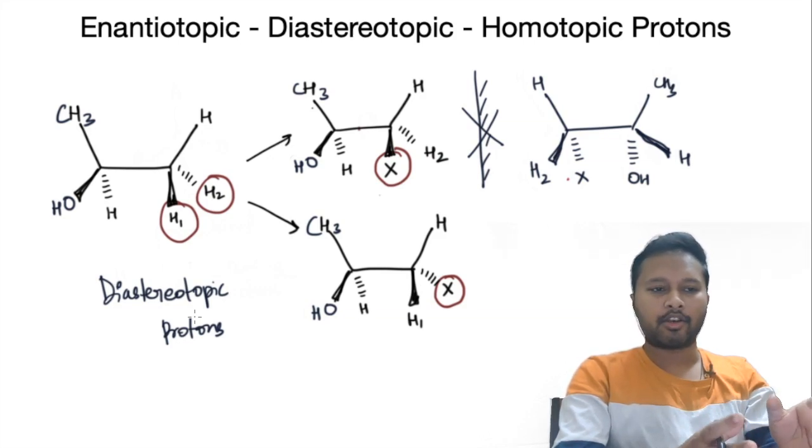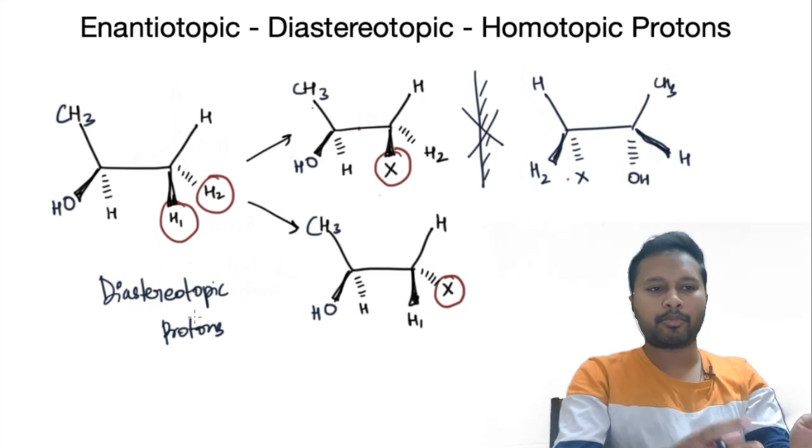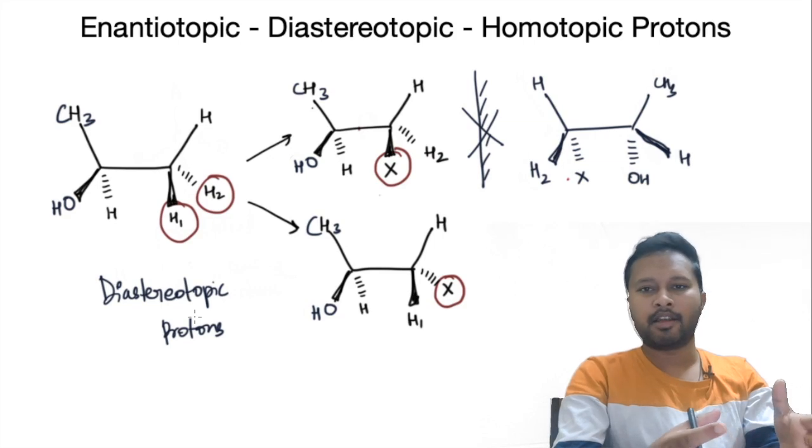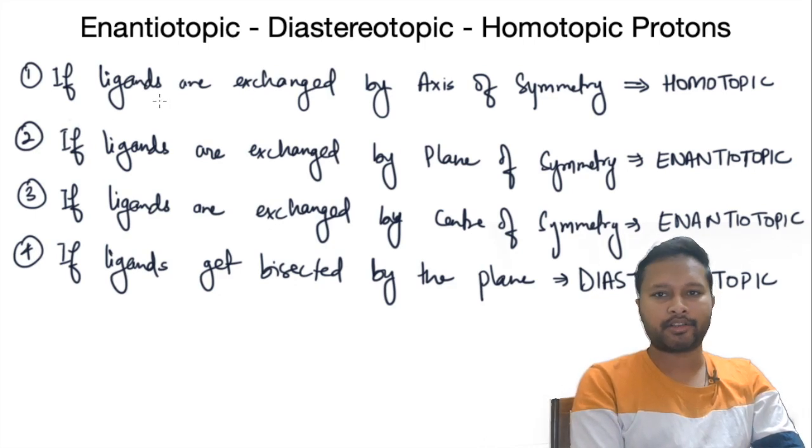Now this was a trivial way. Now I'm going to discuss the shortcut method, using group theory, to identify and tell whether two groups will be homotopic, diastereotopic, or enantiotopic. I'll be giving you some rules, and just by the use of those rules, you can easily tell between two groups whether they will be enantiotopic, diastereotopic, or homotopic. So let's discuss that. This is the shortcut way to identify, for particular ligands, or protons or any two groups, whether they will be enantiotopic, homotopic, or diastereotopic.